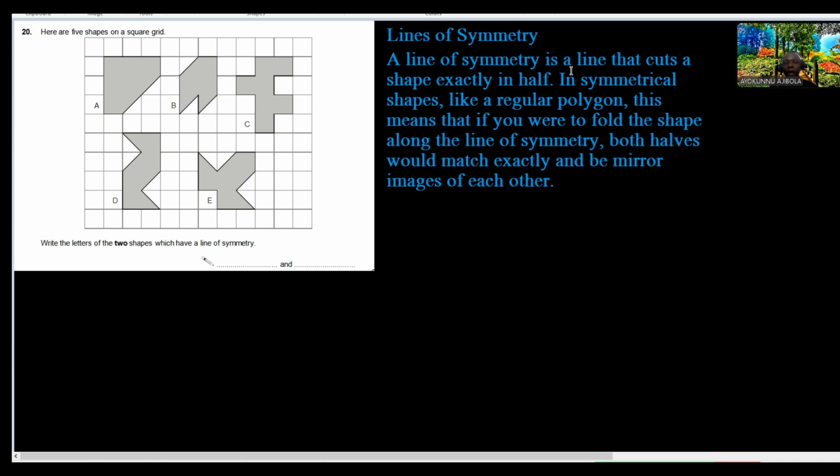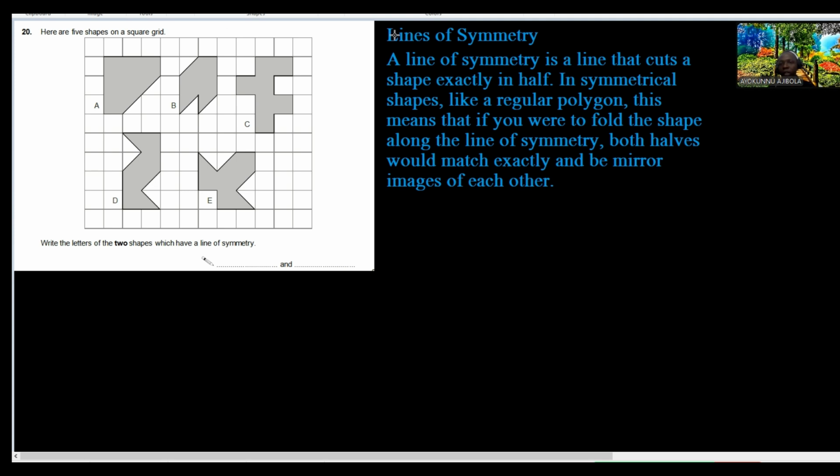exactly in half. It cuts the shape into exact halves. In a symmetrical shape, like a regular polygon, this means that if you were to fold the shape along the line of symmetry, both halves would match exactly and will be mirror images of each other.